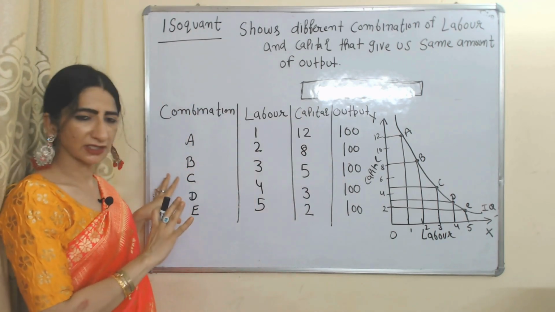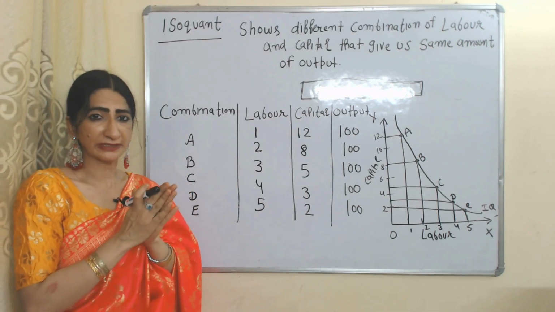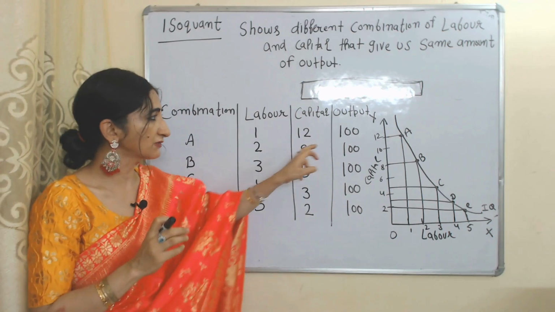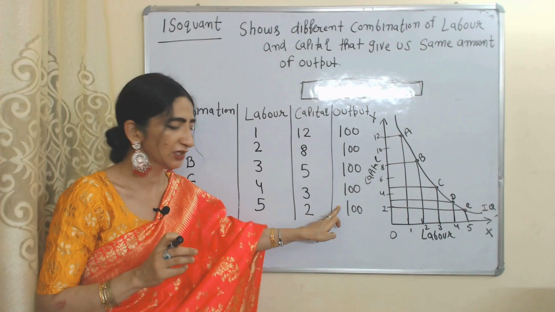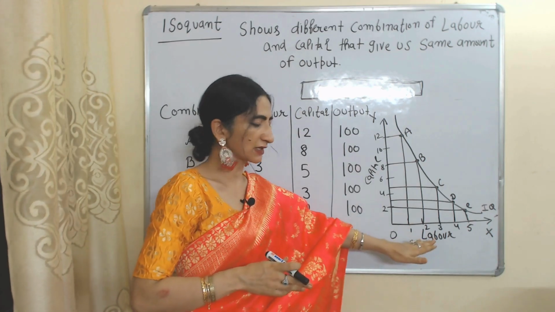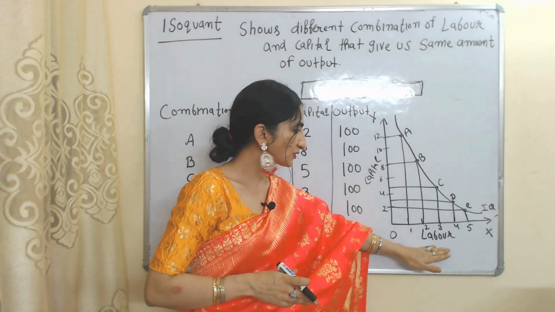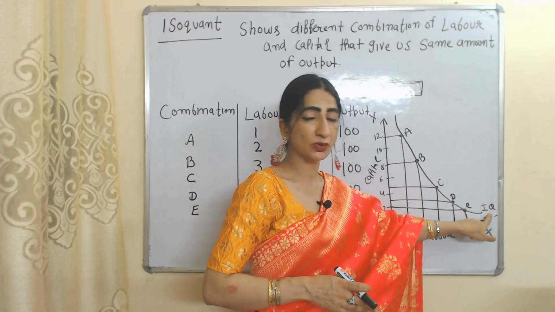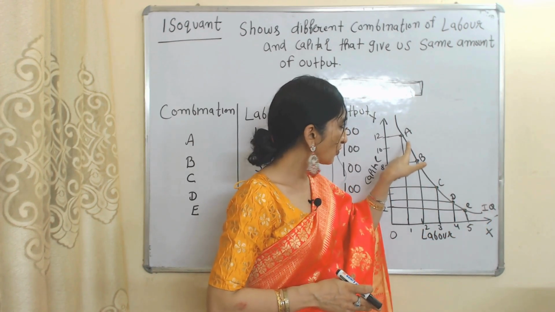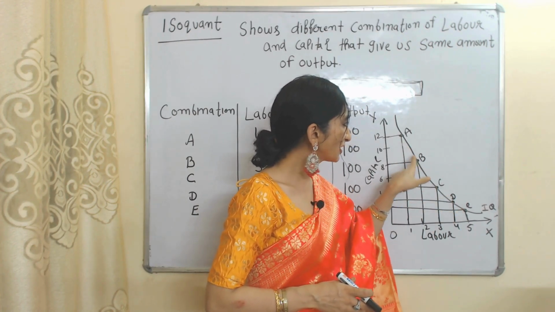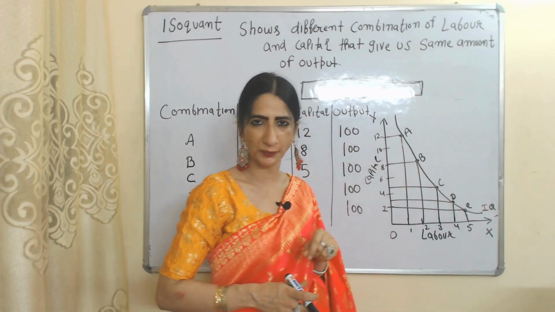Similarly, you can see other combinations, but the most important thing is that whatever combination we use, we will receive the same amount of output, which is equal to 100. When we convert this table into a diagram, we will receive this. On the x-axis we have labor, on the y-axis capital, and this IQ is our isoquant curve, which is showing different combinations of labor and capital which are giving the same amount of output.